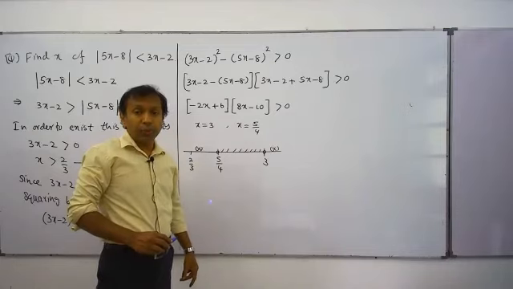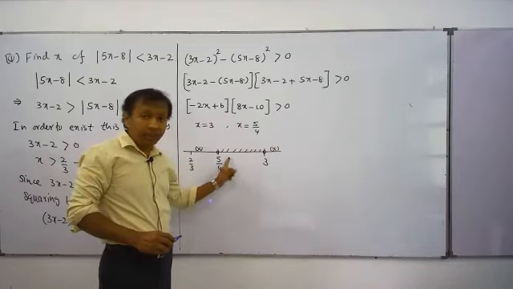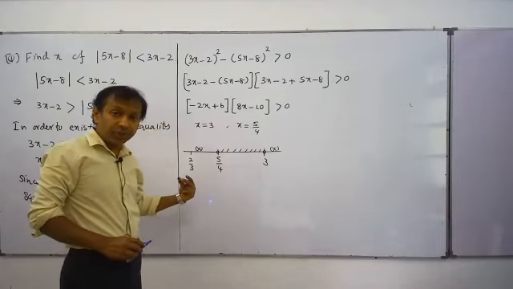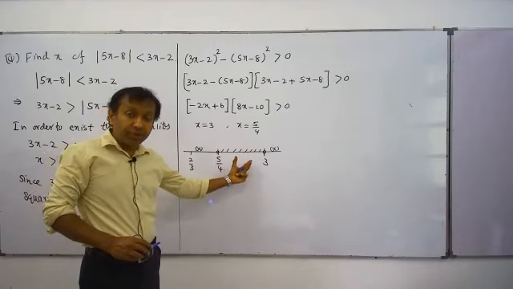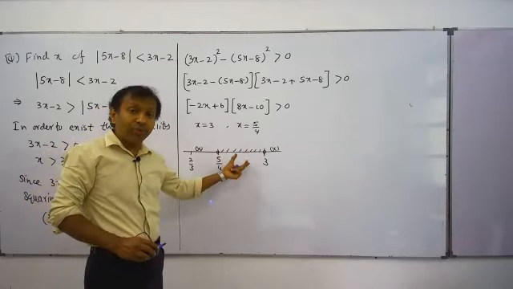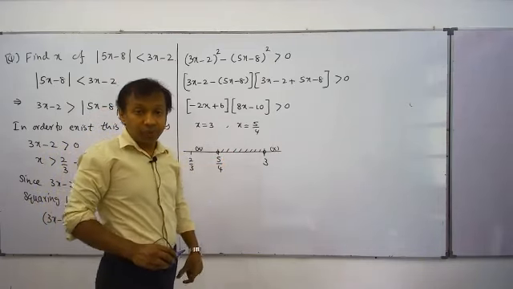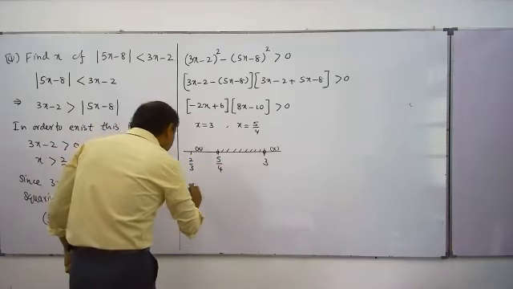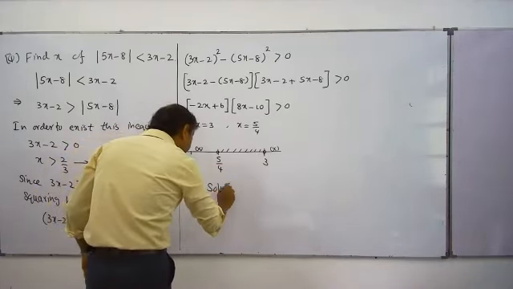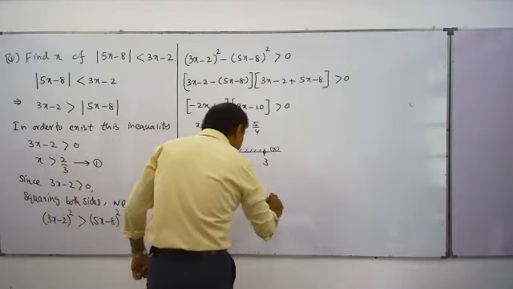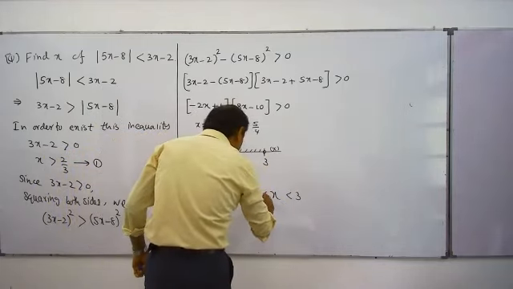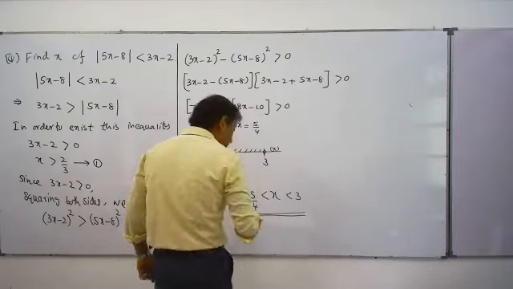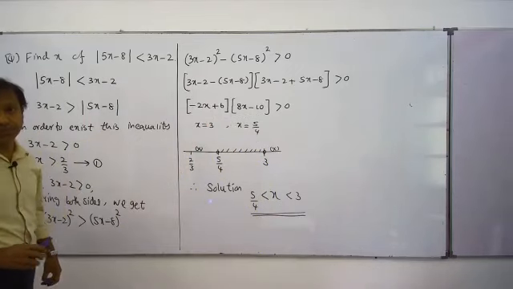Now suppose, people, if this set contained values which are less than 2/3, then that values which are less than 2/3 we have to remove, and the rest ones only we have to take as our solution. Right. So then, therefore, the required solution is what? Solution is this one: x less than 3 and greater than 5/4. This is how we take that out. Right.